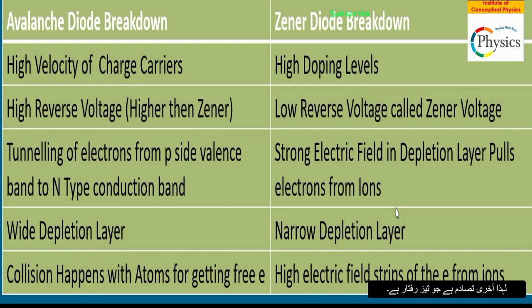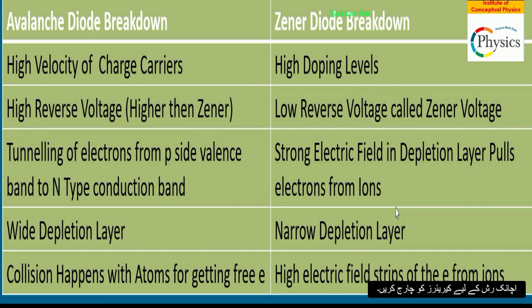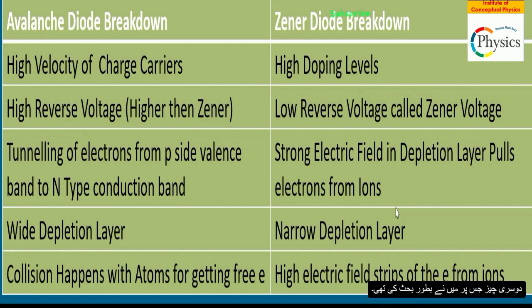Last is collisions. High velocity is responsible for getting you free electrons or charge carriers for the sudden rush. But in the case of the Zener diode, the high electric field in the depletion region results in stripping of electrons from the ions. So now you know the names also. Whatever we discussed, that type of breakdown had a name. The first thing we discussed was Zener diode breakdown. The second thing, which I discussed as a normal doping, was avalanche diode breakdown.